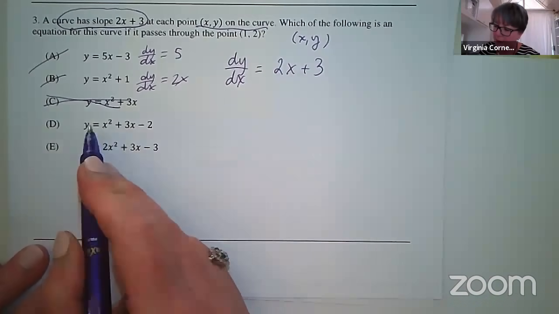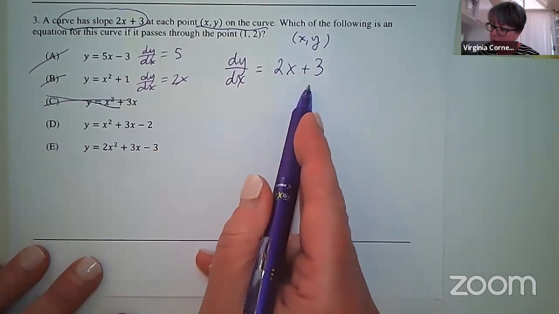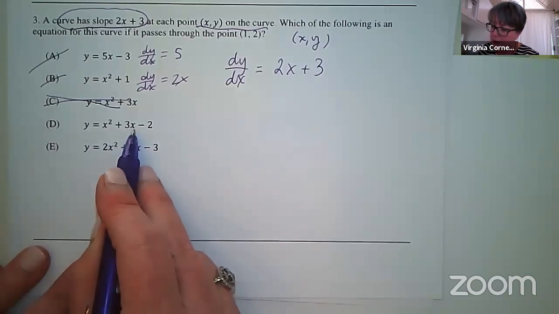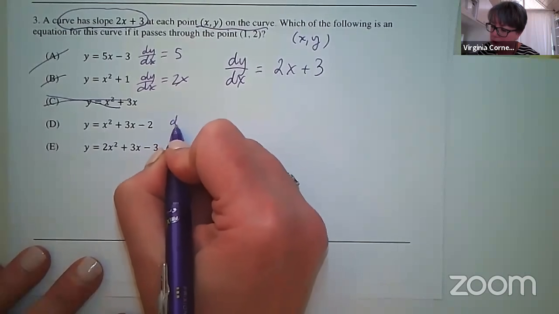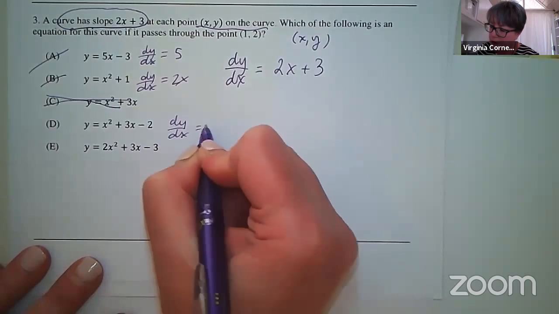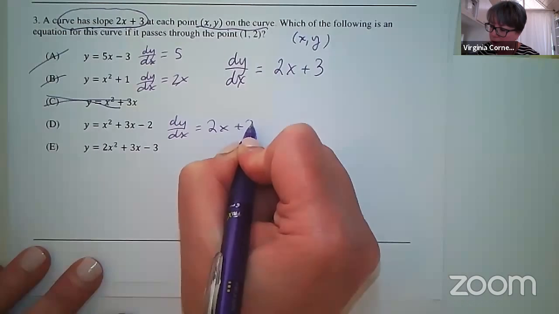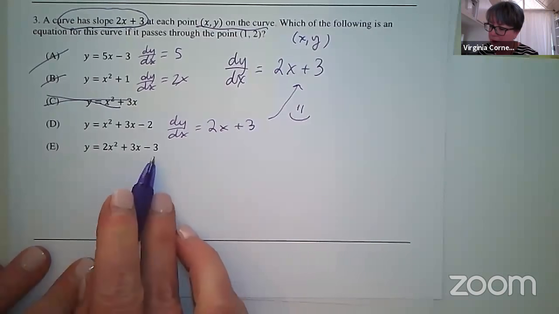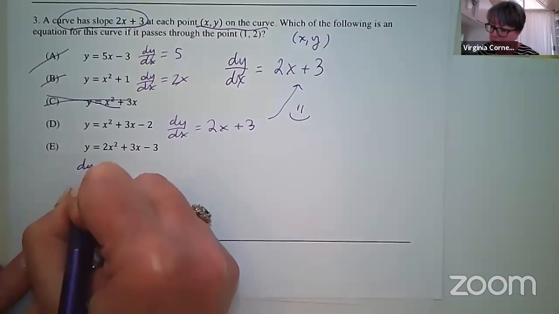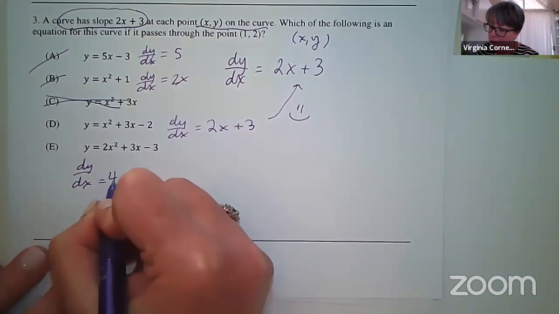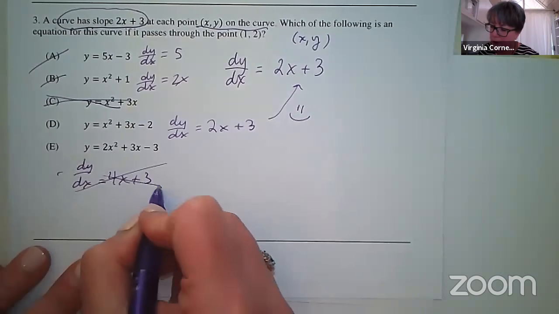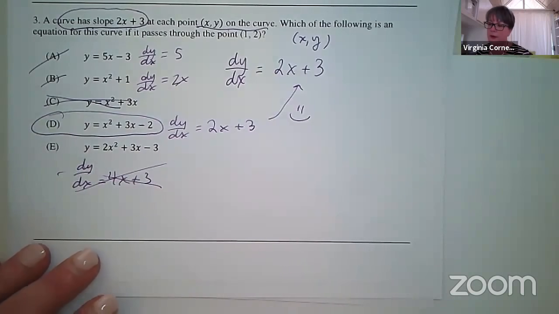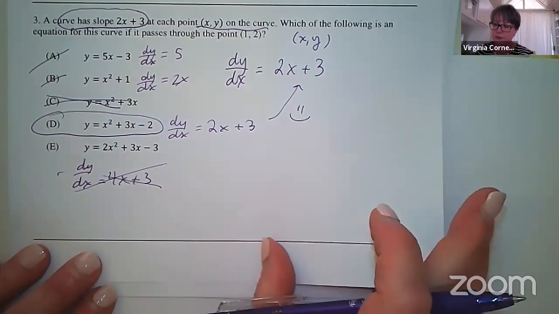Right. So if that's not right, we want dy dx to be 2x plus 3. How about D, y is equal to x squared plus 3x minus 2? dy dx is equal to 2x, whoa, 2x plus 3. And then on this one, dy dx is equal to 4x plus 3. So that's not what we're looking for. We're looking for that one. So on 3, the answer was D.